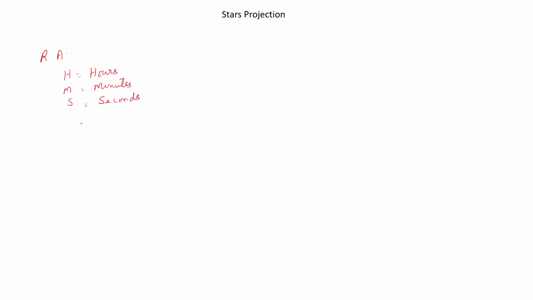To project stars on the rete, first convert the right ascension into degrees. Use this formula to convert right ascension into degrees. As it takes 24 hours to complete a full circle, 1 hour is equal to 15 degrees. Hence, this formula is multiplied by 15.